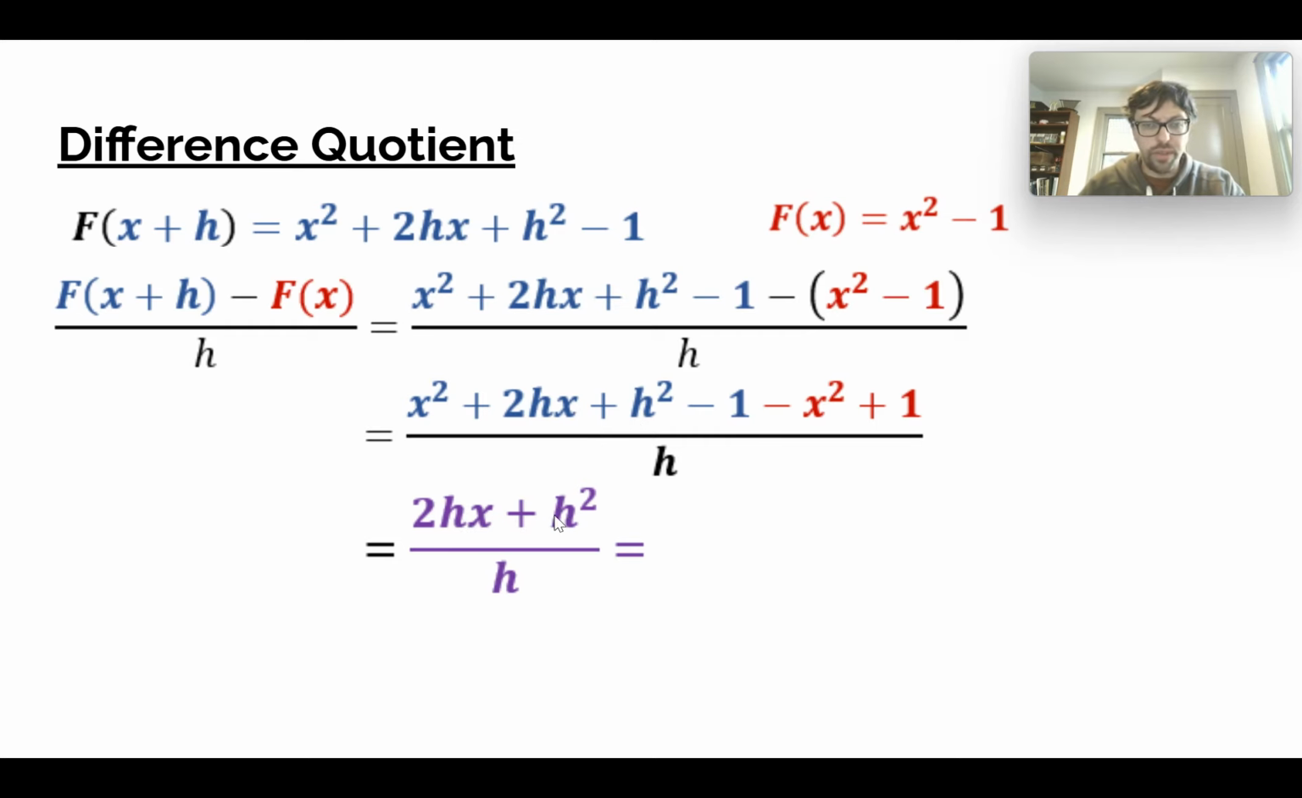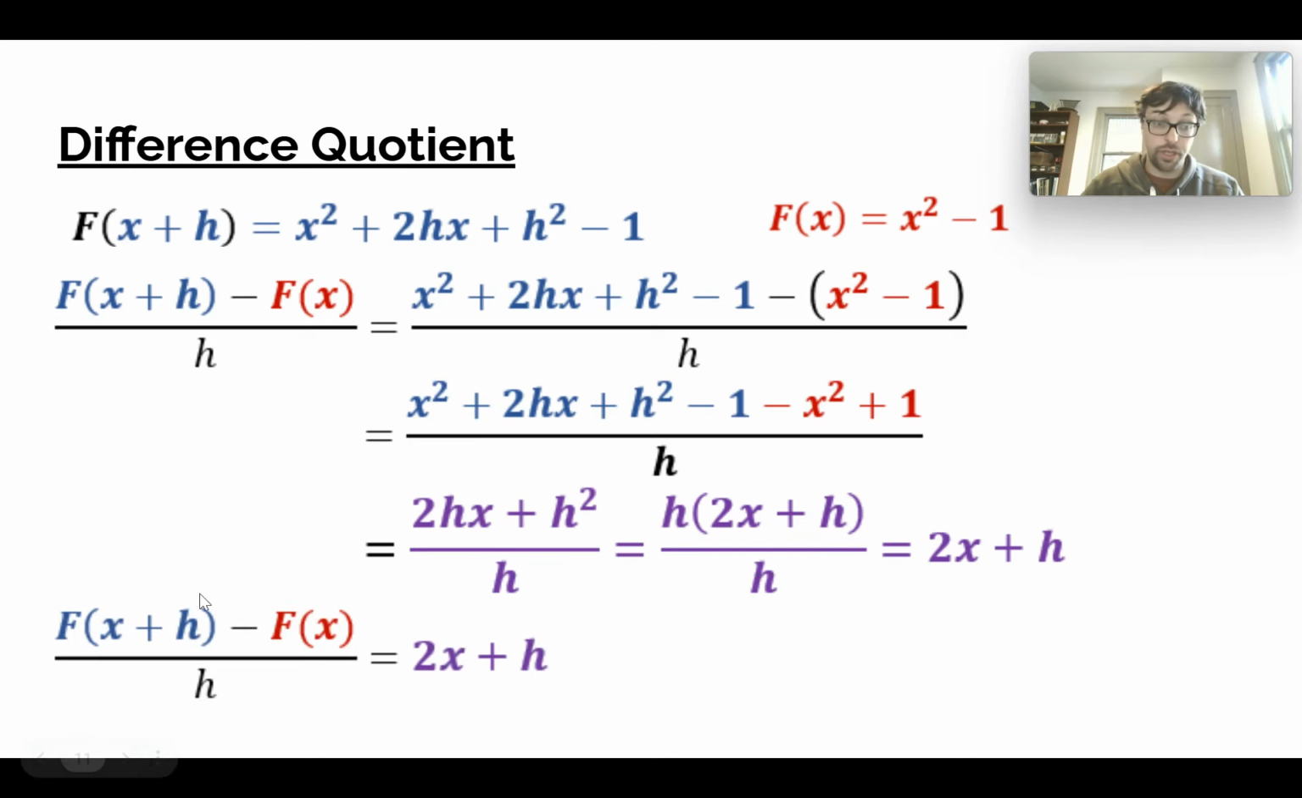So I say, oh, they both have h's in the top. So let's factor out an h from there so that we get this part. So, okay, that's factored out. Oh, now these h's cancel. So we're left with a 2x plus h. So that is the value of our difference quotient. F of x plus h minus f of x over h ends up being this nice little thing, 2x plus h. Awesome.